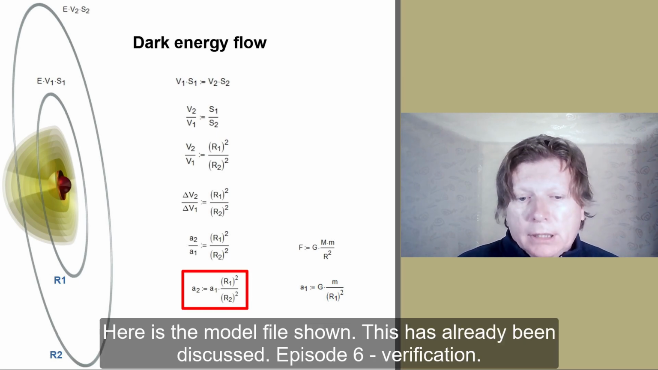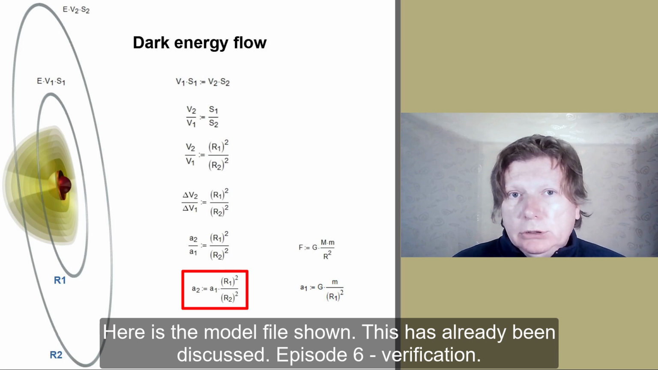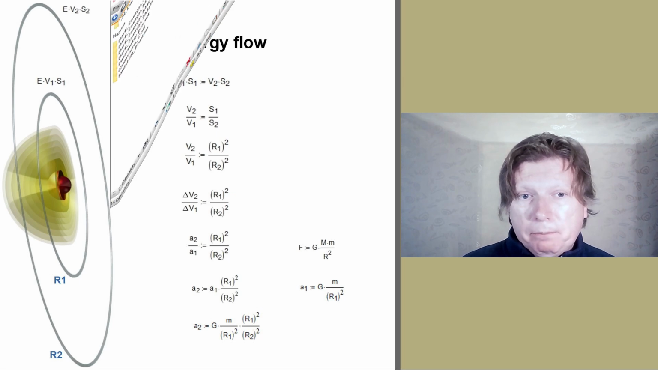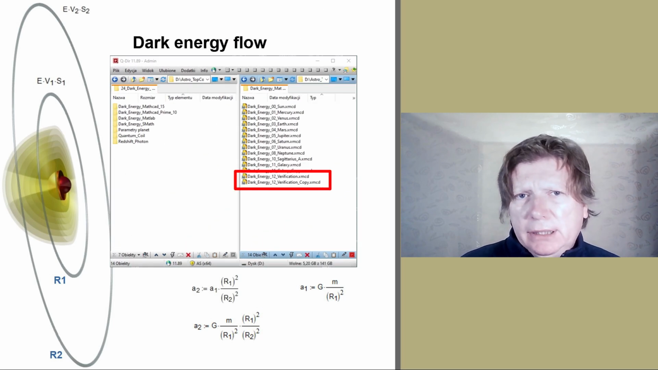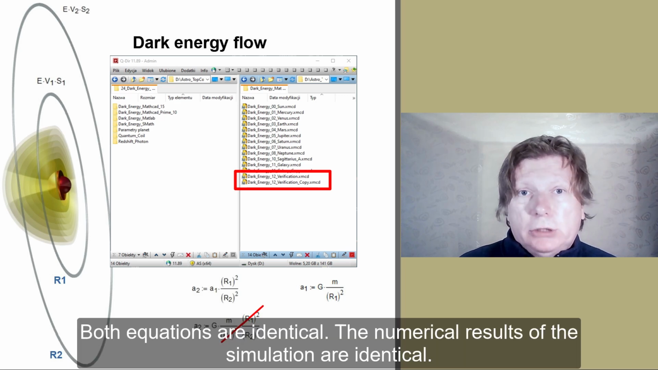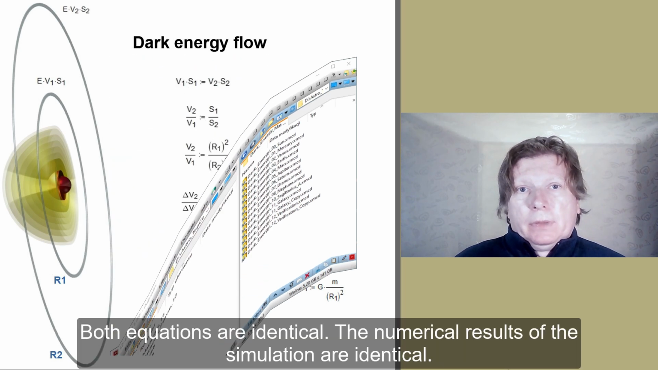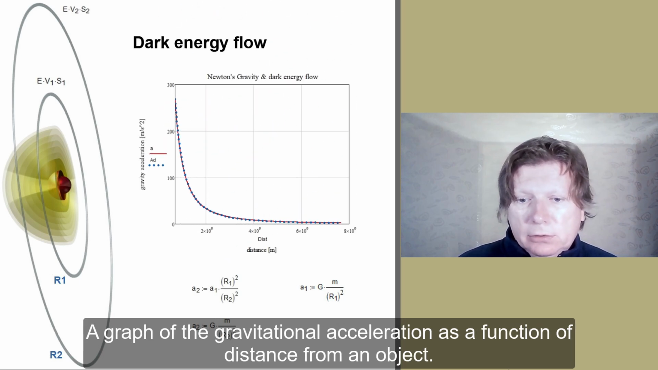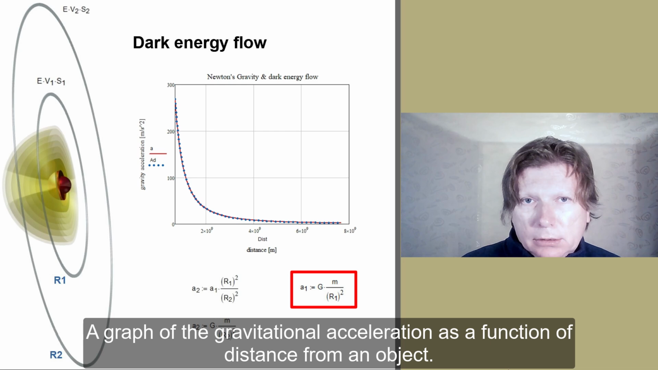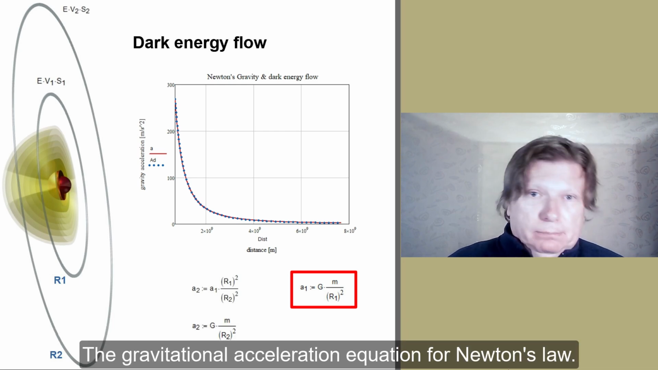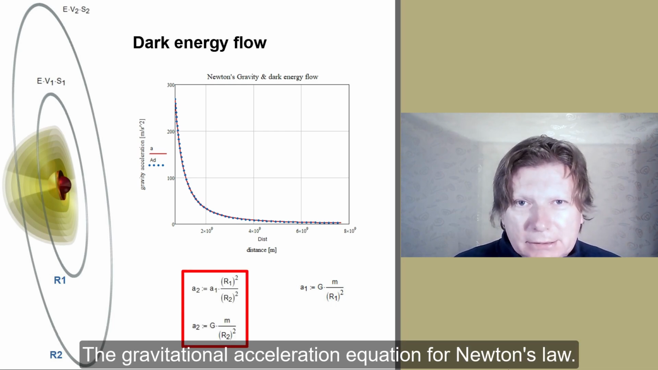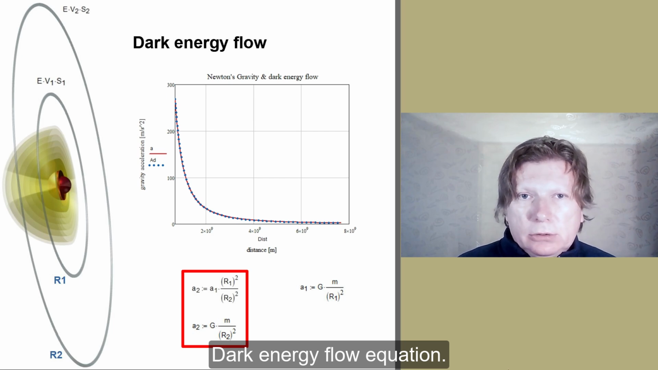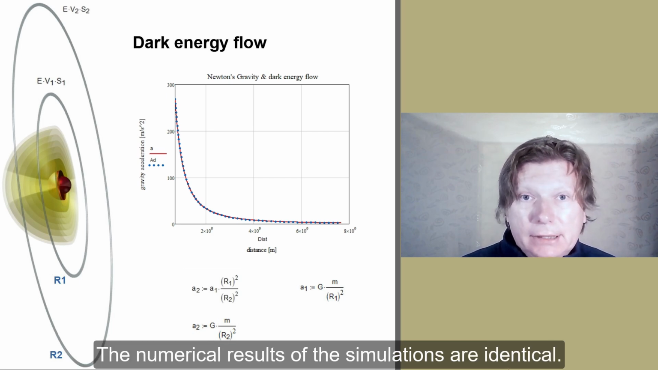This has already been discussed in Episode 6, jesteśmy w stanie obliczyć. Verification. I tutaj jest pokazany plik z modelem, ten dla weryfikacji. Tutaj równania są takie same, więc już nie będę go omawiał. Both equations are identical. The numerical results of the simulation are identical. Wykres funkcji przyspieszenia grawitacyjnego, a graph of gravitational acceleration as a function of distance from an object, zarówno dla prawa Newtona, jak i tutaj dla prawa przepływu ciemnej energii. Te też są dokładnie takie same. Idealnie takie same.